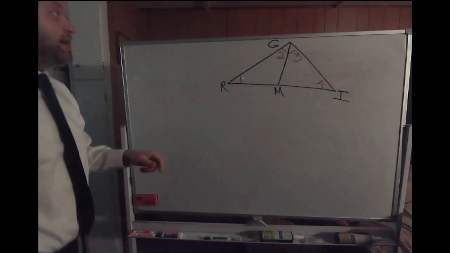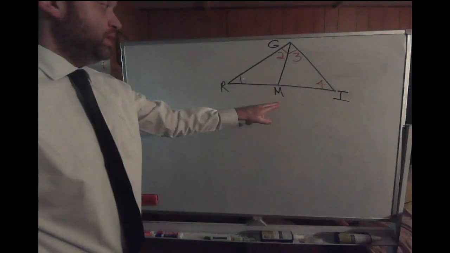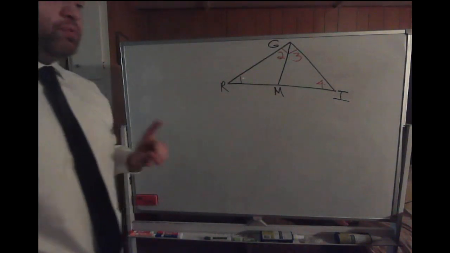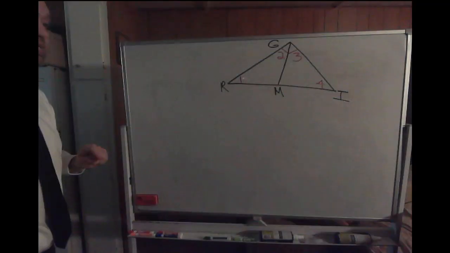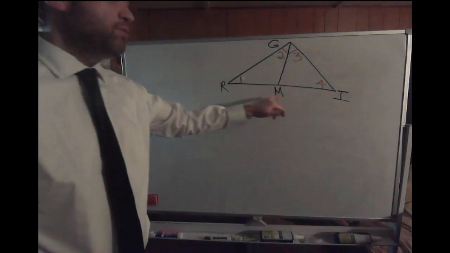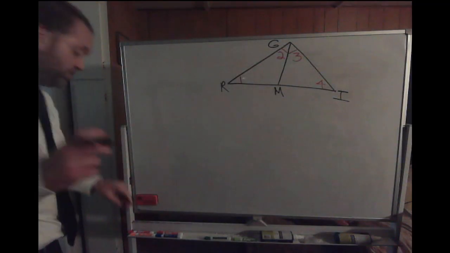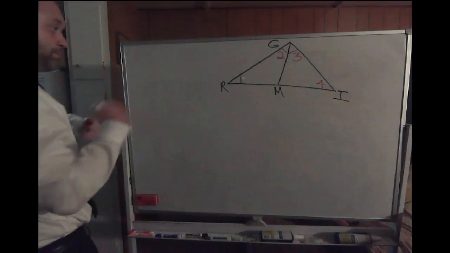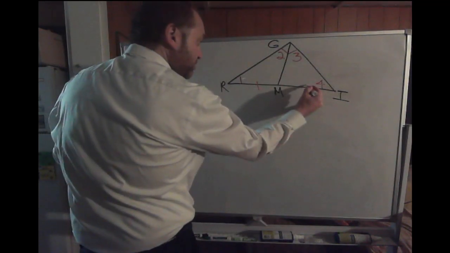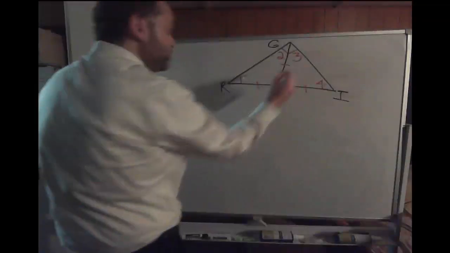So here we have right triangle GRI. M is the midpoint of RI. So the theorem we just discussed was that the midpoint of the hypotenuse of a right triangle is equidistant from the 3 vertices. So we can actually start by filling that out. That means that RM is congruent to IM, which is actually also congruent to GM.